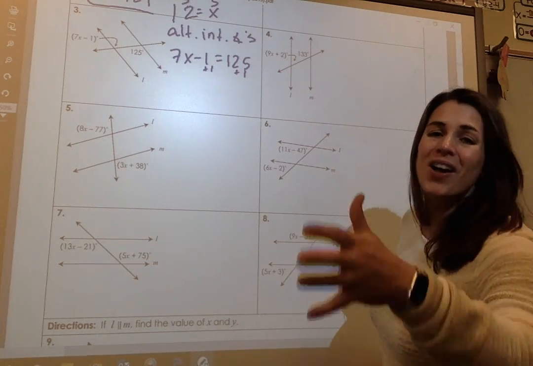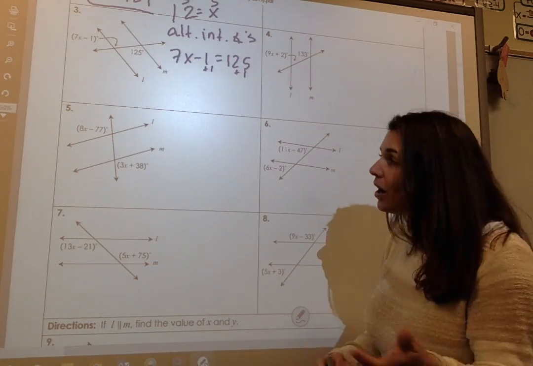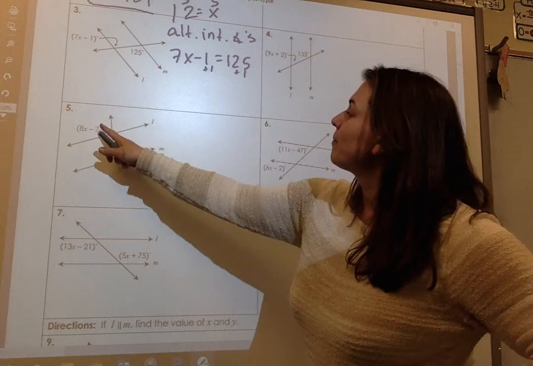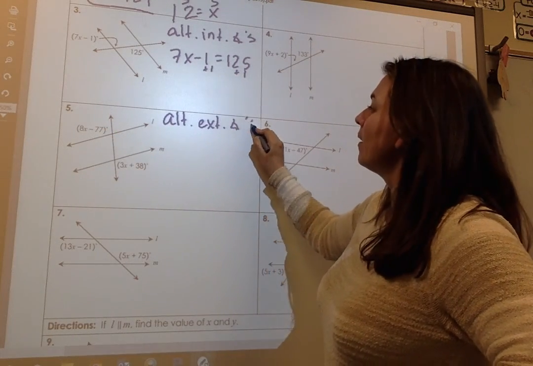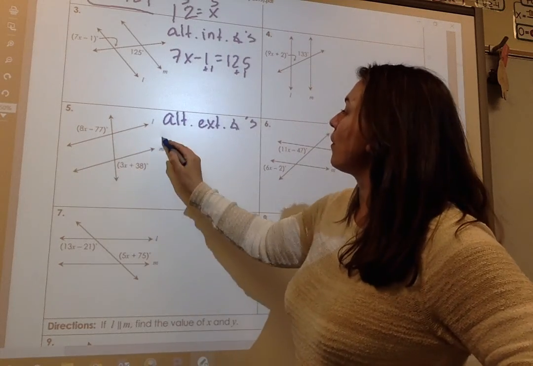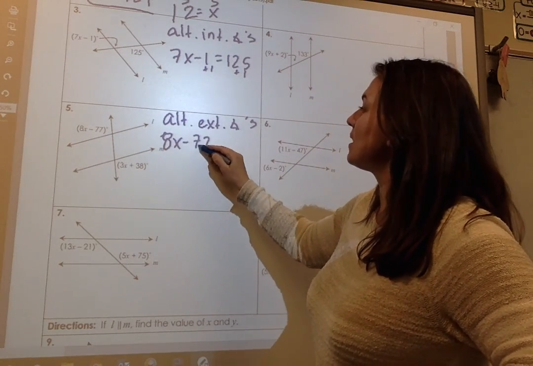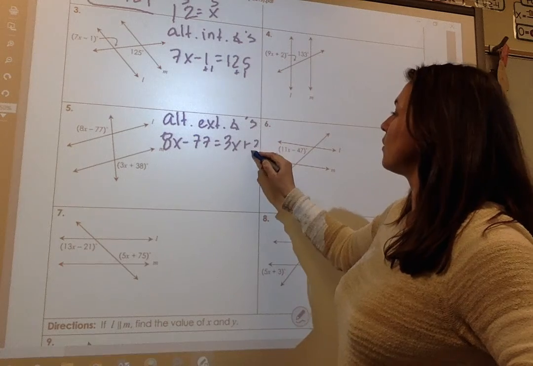All right. Number 5. So pause these. Please try them out. Pause and then come back on. All right. Alternating exterior angles, and they're congruent to each other. So 8x minus 77 equals 3x plus 38.